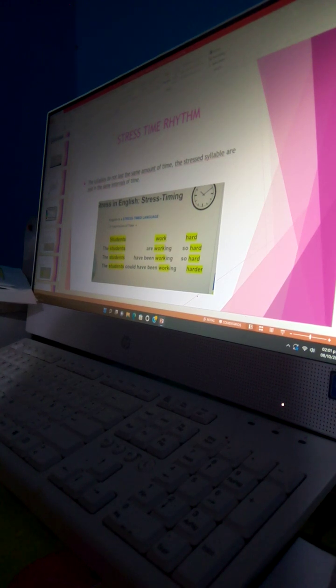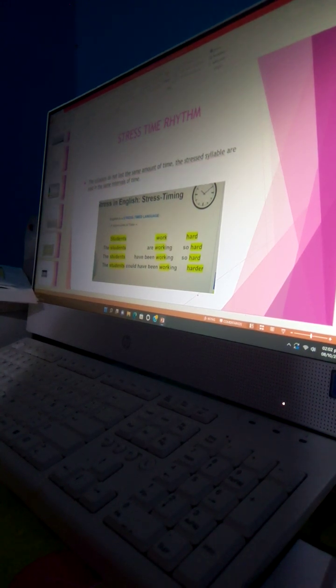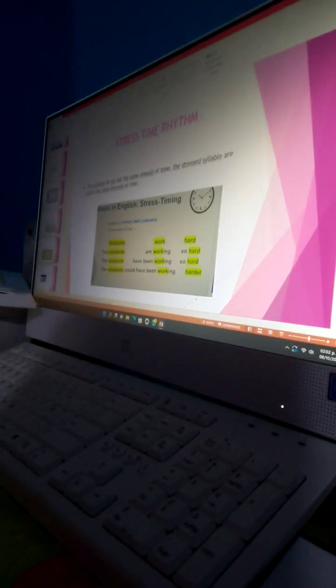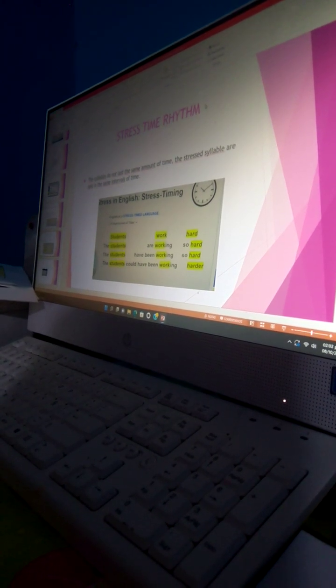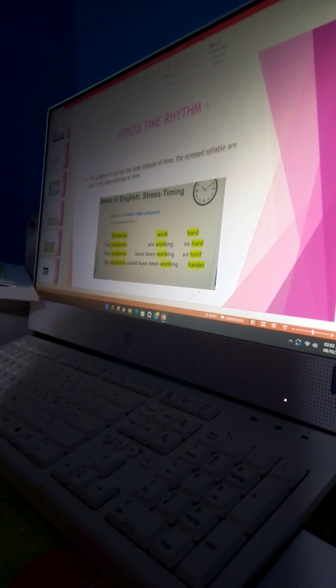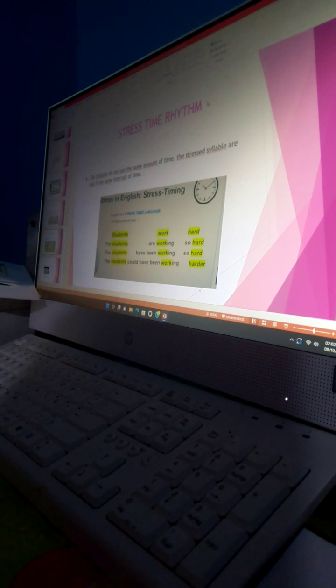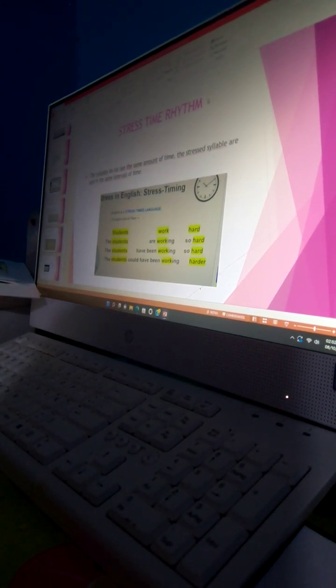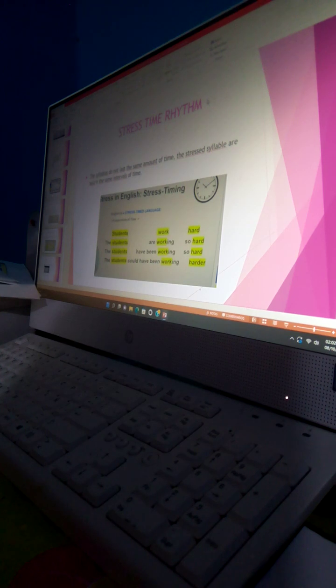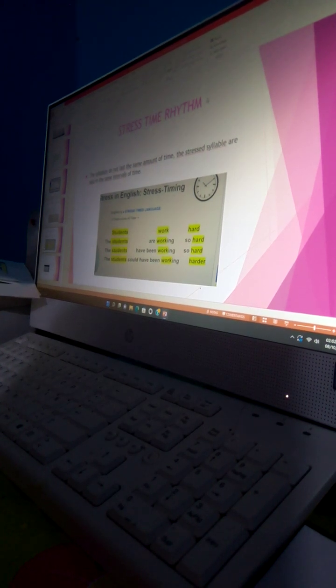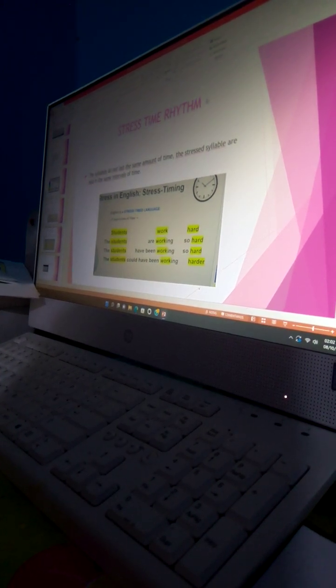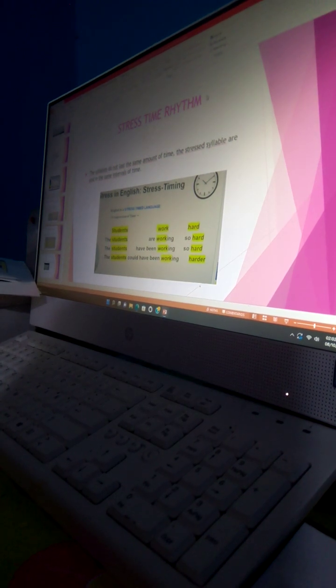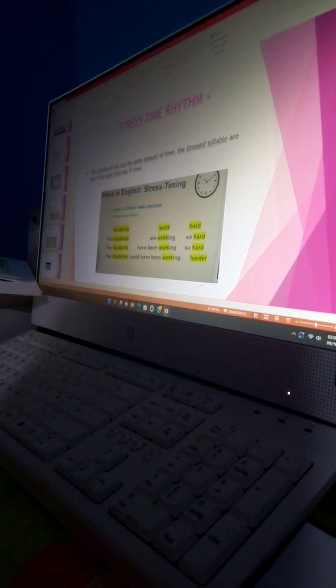And here we have another example. We have the stress-timed rhythm. Okay, here this is the other definition. The syllables do not last the same amount of time, but the stressed syllables are said at the same intervals of time. All right, same intervals of time. And here we have the sentence. It starts with a simple sentence, "Students work hard," and the sentence is getting bigger here.